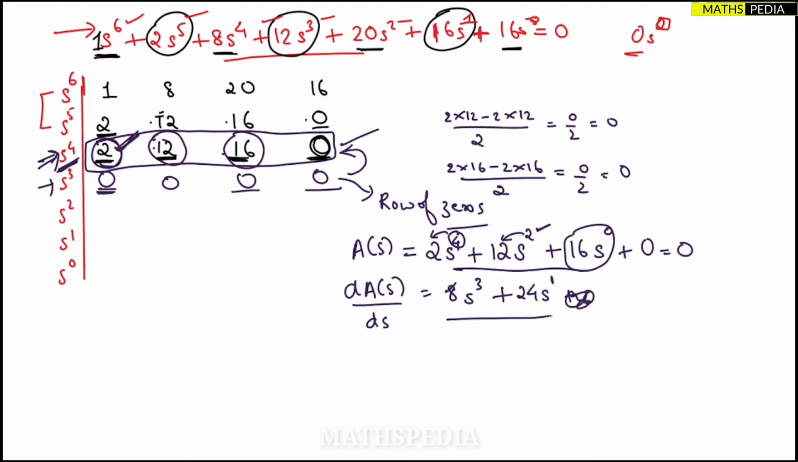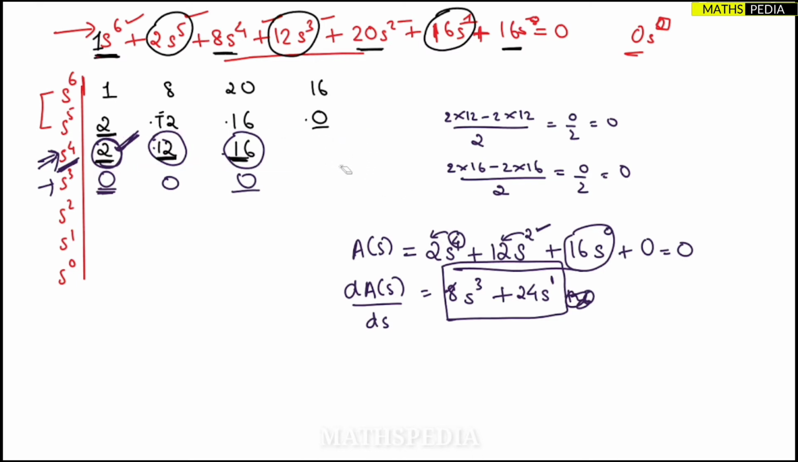So differentiated, we have got the equation. Now I can remove this row of zeros. I'm going to remove the row of zeros. Now here we have got 8 and 24 as the coefficients. Here you can see it is s power 3, and here also you can see it is s power 3. So this element will be 8. This element will be 24.